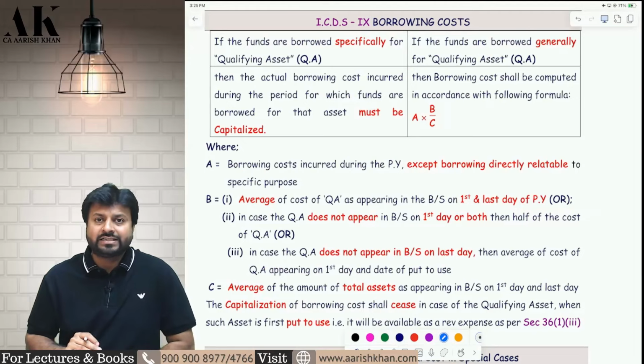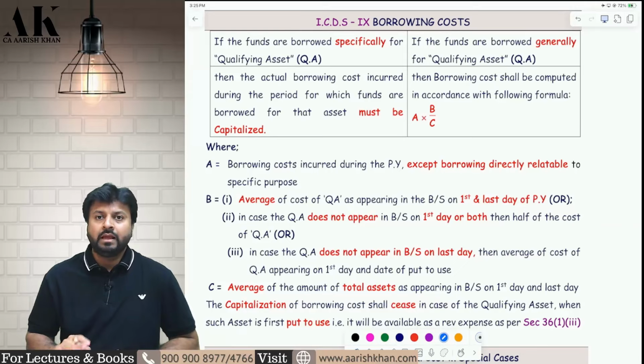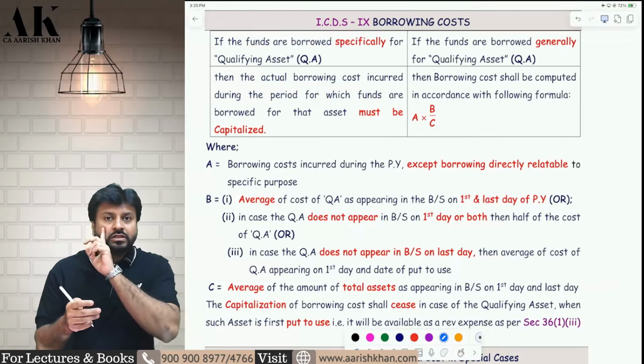There is one accounting standard 16, and I don't know which Ind AS is there for borrowing cost under the financial reporting. But there is an Ind AS definitely and an accounting standard definitely on borrowing cost. So how will you capitalize the borrowing cost? That's what this borrowing cost is going to tell us.